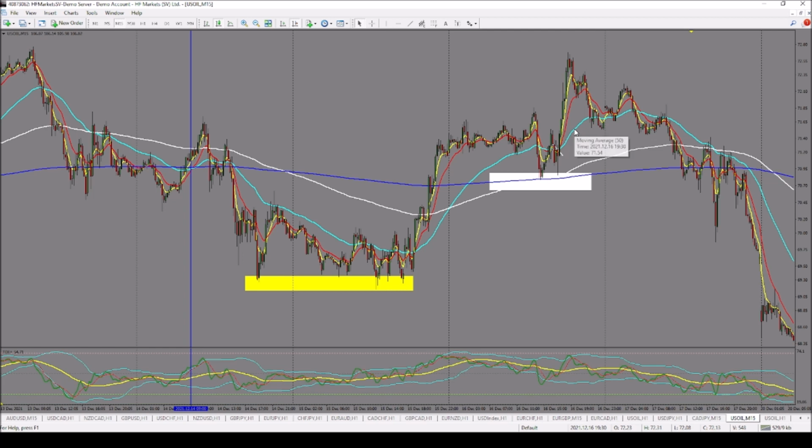Then the one in blue is 50, the one in white is 200, and the one in dark blue is 800. If you have been following this channel for quite a long time, you'd know that I always apply these EMAs. So in this case, we had a beautiful pattern and the market went straight up. Therefore, it was a winning trade.